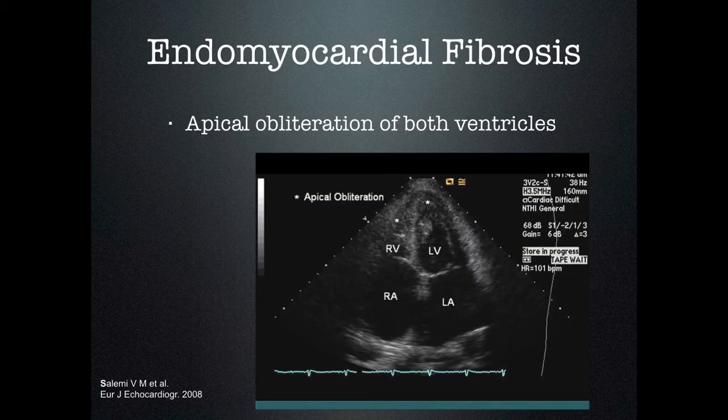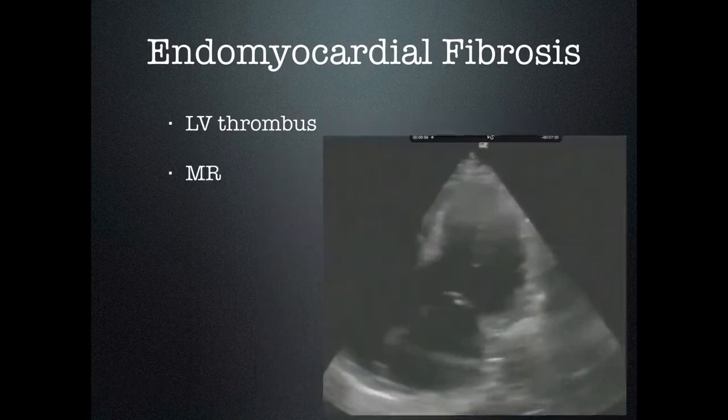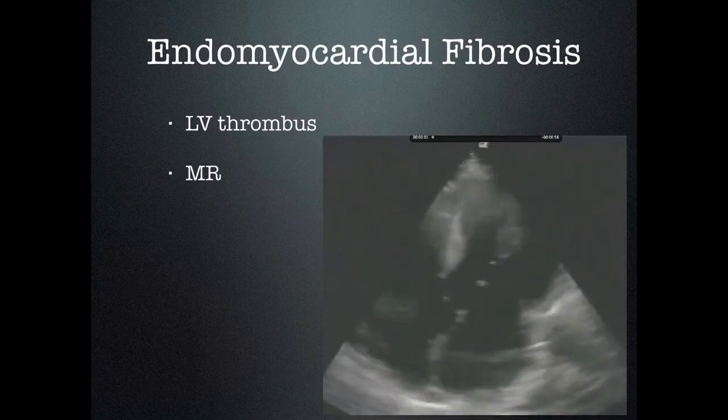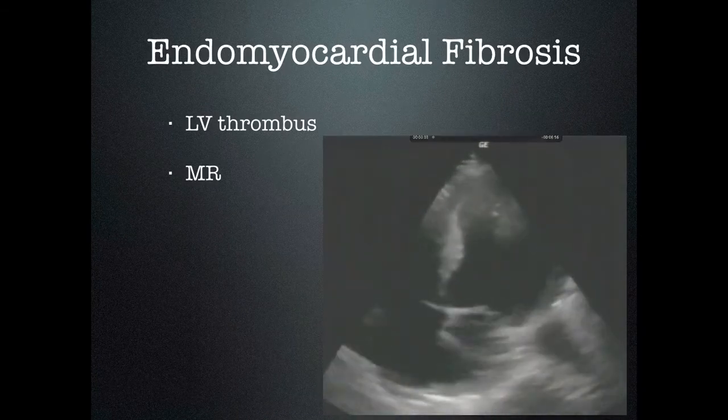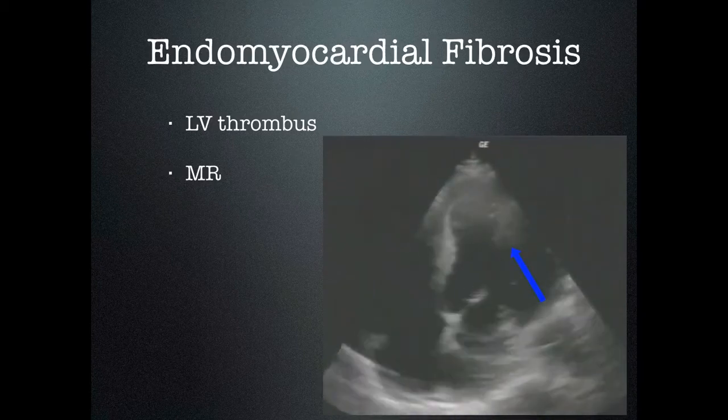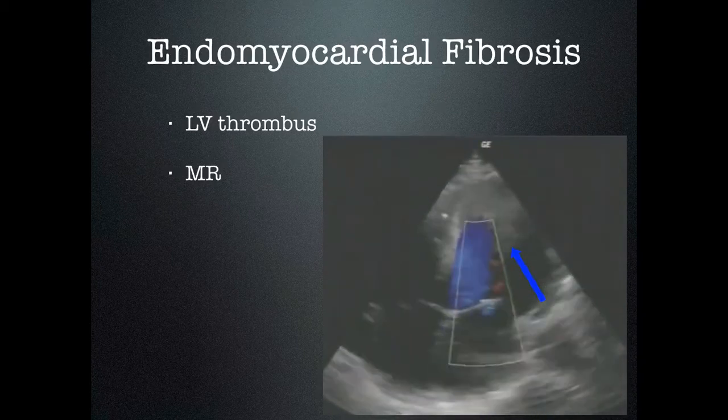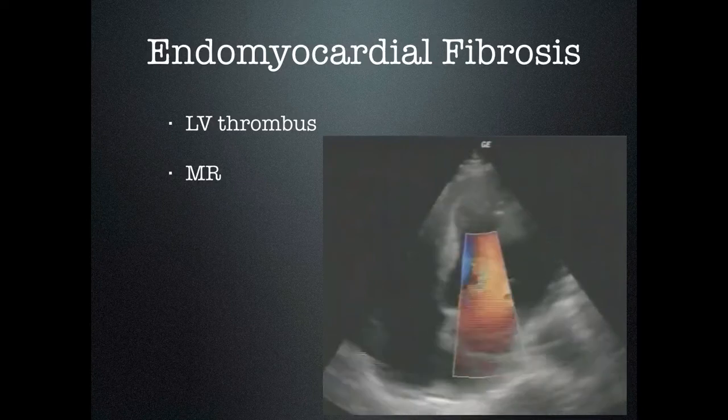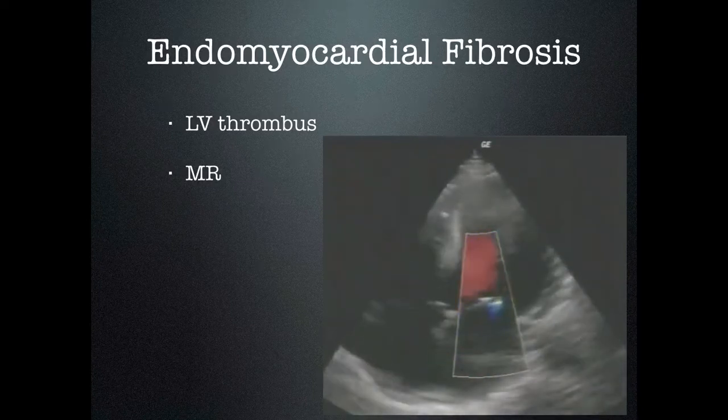And here is obliteration of both the ventricles. As you can see, there are plaques and thrombi filling both ventricles. They're hyperechoic, and there's less cavity size to fill with blood. And here's a left ventricular thrombus. If we put a Doppler signal across the mitral valve, we can see that there is mitral regurgitation, as evidenced by the blue regurgitant jet across the mitral valve.